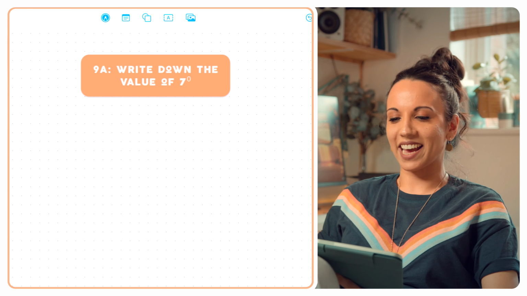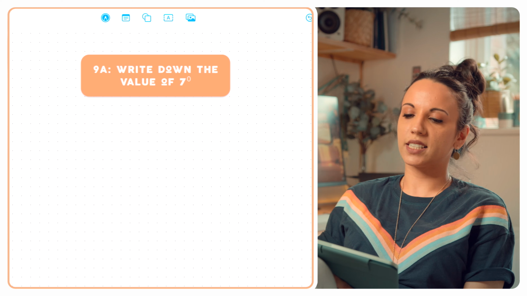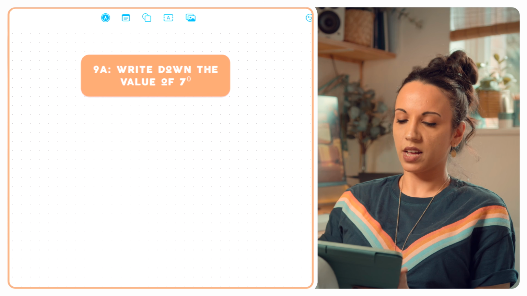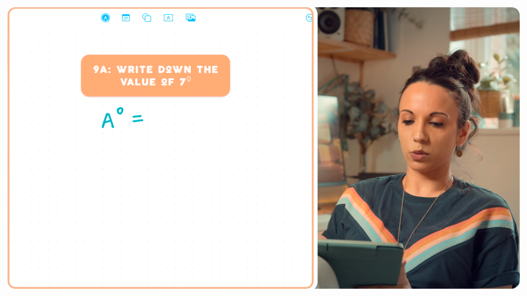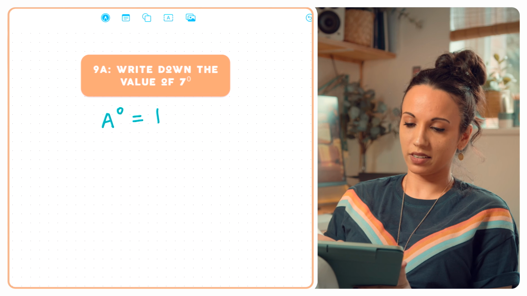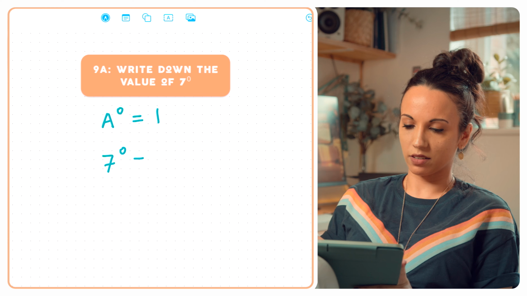Okay, question 9a. Write down the value of 7 to the power of 0. Now, anything to the power of 0 equals 1. So 7 is no exception. 7 to the power of 0 equals 1.